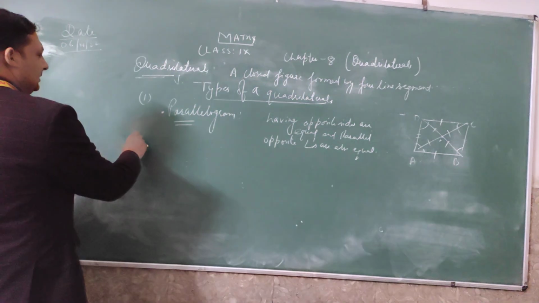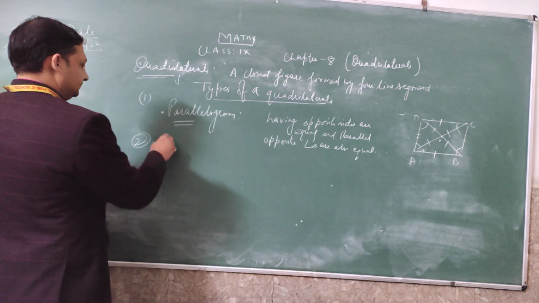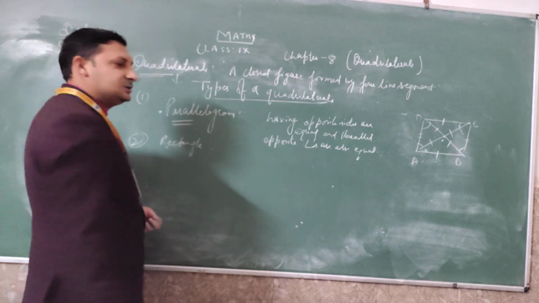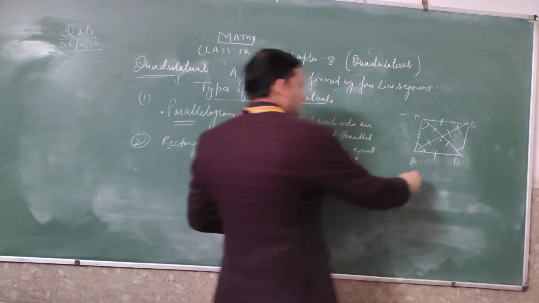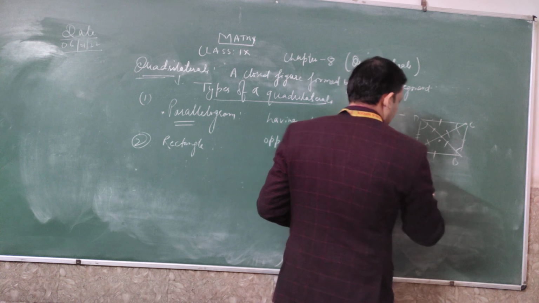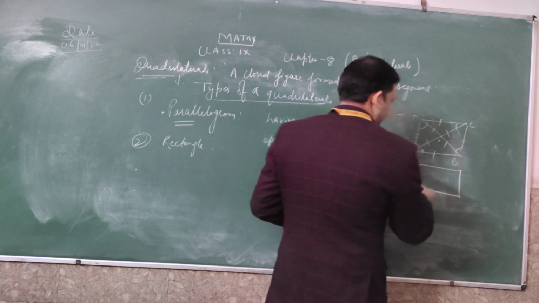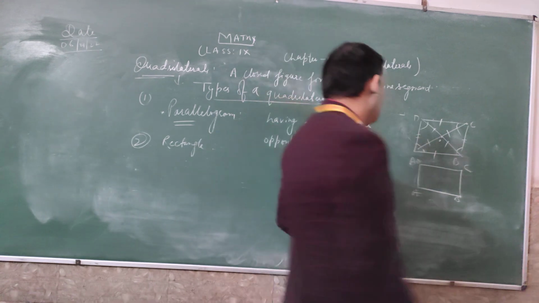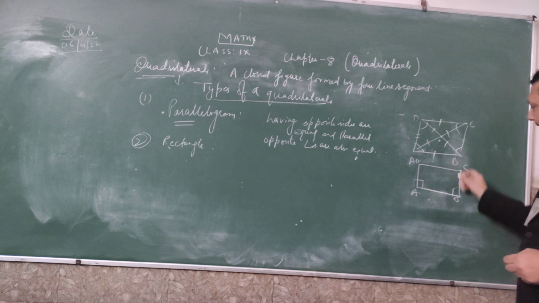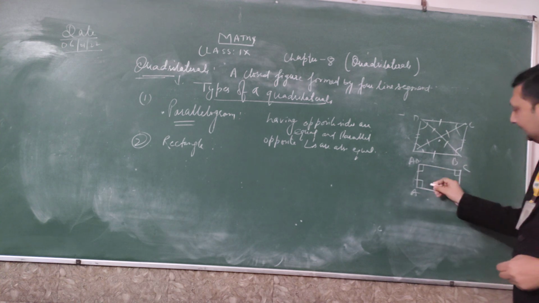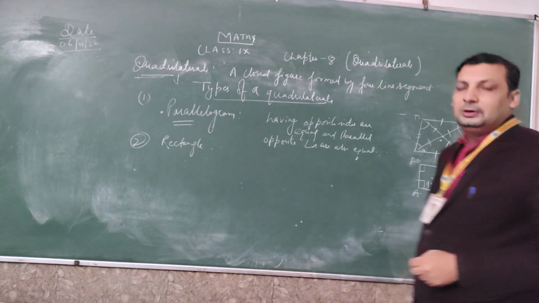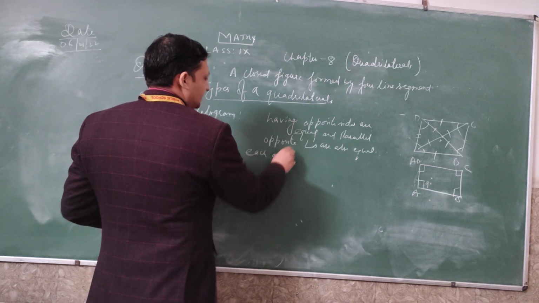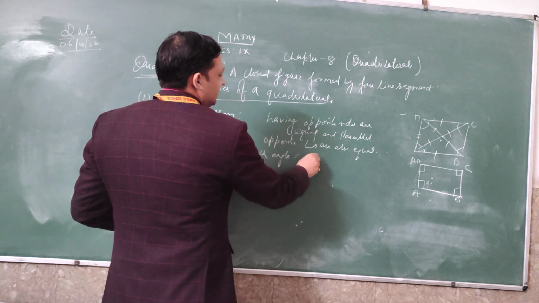Next type of quadrilateral we will discuss, that is rectangle. Rectangle is also a quadrilateral, but it looks like this. ABCD is a quadrilateral. What is the difference here? Each angle of a rectangle will be 90. So it is a quadrilateral having each angle equal to 90 degree. This is the main thing.